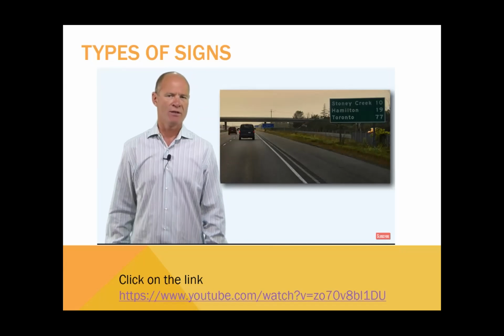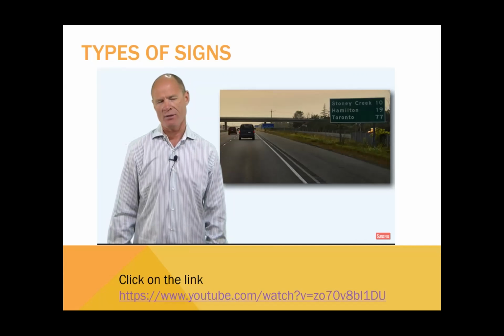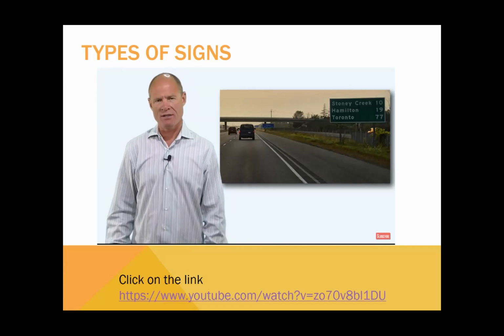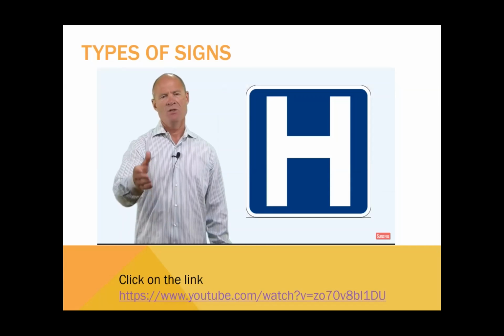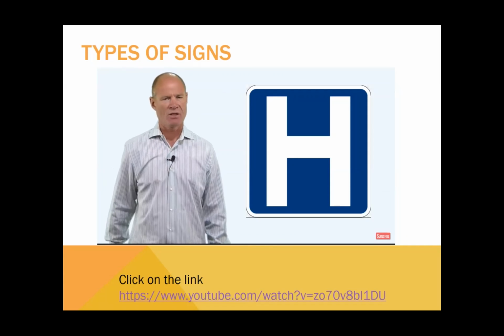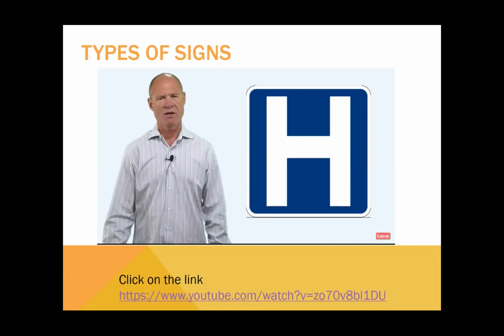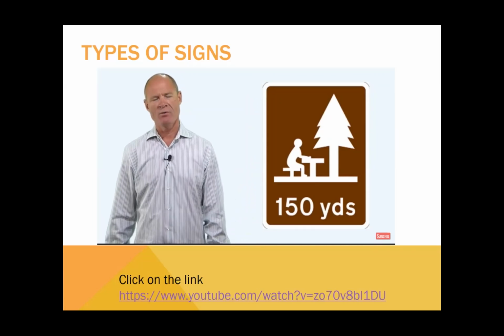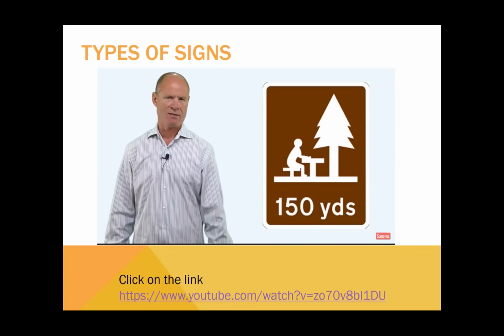Finally, destination signs, green with white lettering or symbols on them. Usually it's lettering, which will tell you how far you are from a town, city, or hamlet, and you can figure out an ETA from the destination sign. Services, usually blue, rectangular in shape, telling you of hospitals and other services in the area. Forestries and parks can be brown with white lettering on them, and that's the last classification.